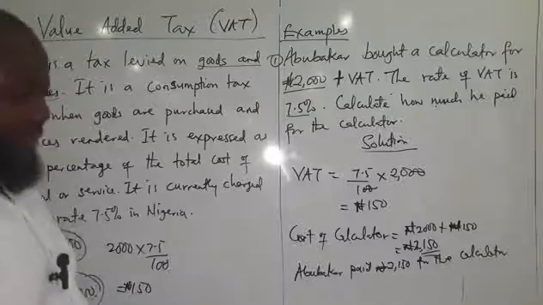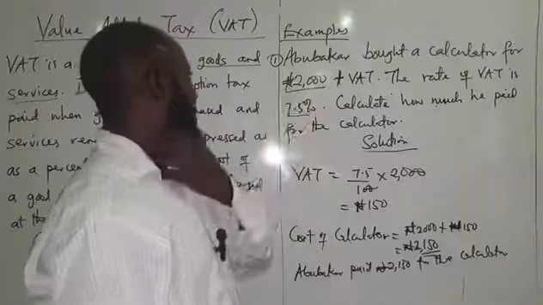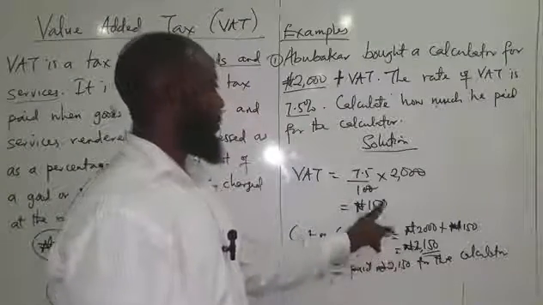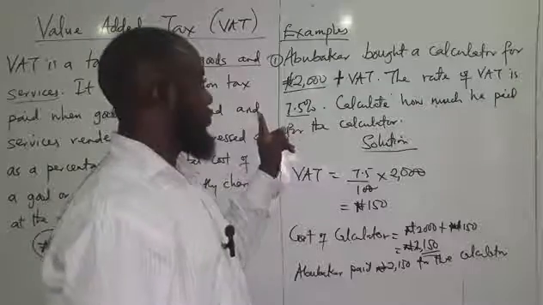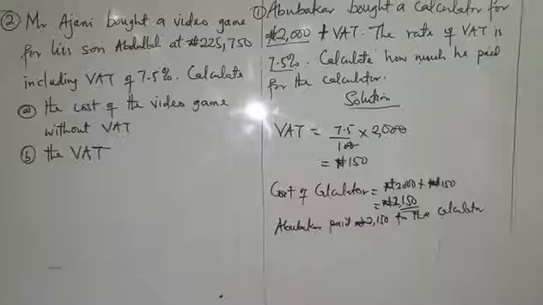You can see this is very straightforward. You just need to calculate the VAT that was paid on it. Which means the seller will remit 150 naira to the government and keep his 2,000 naira. So that's the first example. Let's look at the second example. So this is example 2.